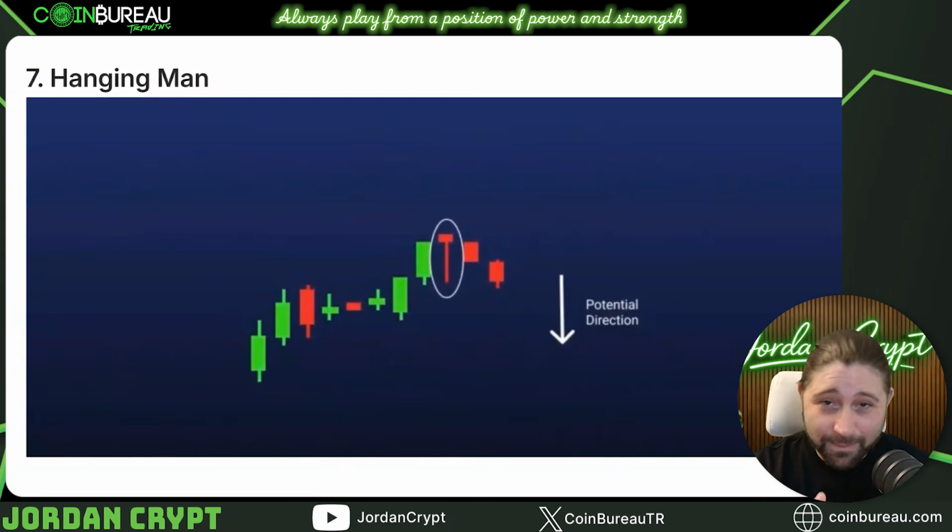The first one is the hanging man, which is formed by a green or red candlestick with a short body and a long lower wick. It typically appears at the end of an uptrend and suggests a considerable sell-off is coming.